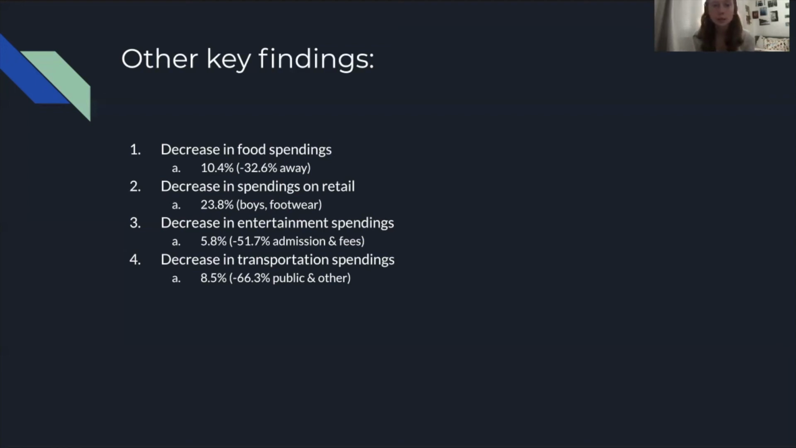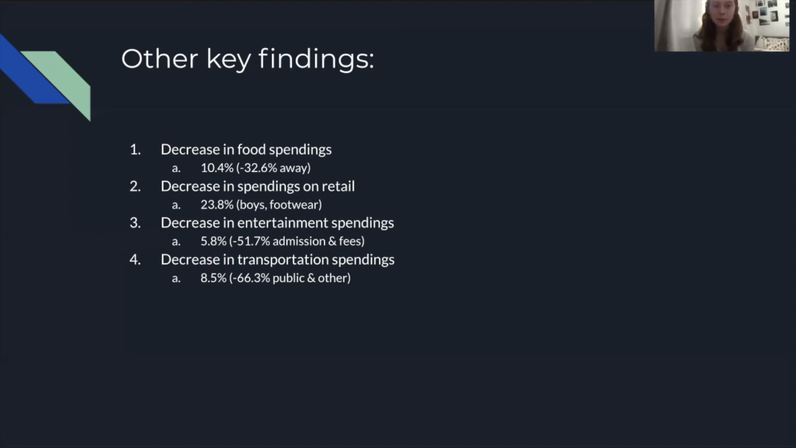Decrease in entertainment spending, right? As I was saying earlier, going to the movies, going to concerts or things like that just weren't really in the books. So there's a 5.8% decrease in entertainment spending in general. One aspect of it is admission and fees, and there was a 51.7% decrease in spending on admission and fees, which aligns with what was happening.